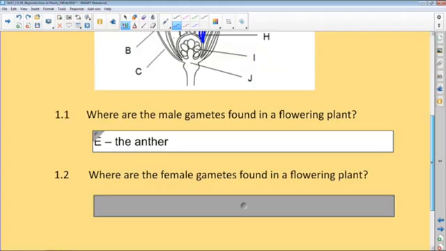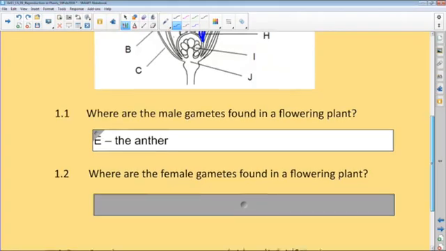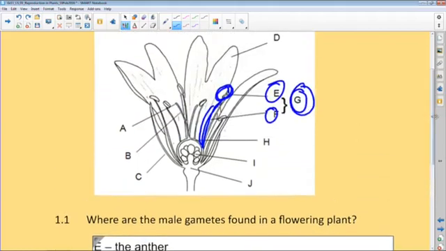Where are the female gametes found? Okay, we'll pull it up again. Now remember, female, I'm going to change it to pink. Female is this whole piece here. There it is. Okay, and it goes all the way up, all the way to there. Can you see it? Okay, now it's labeled A, it's labeled B, and it's labeled I. There it is. Can you see it?